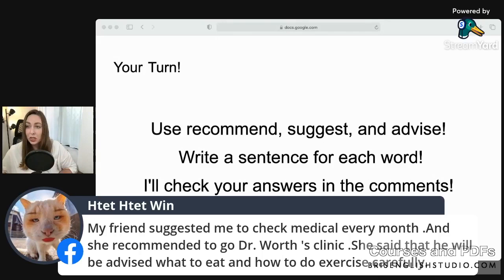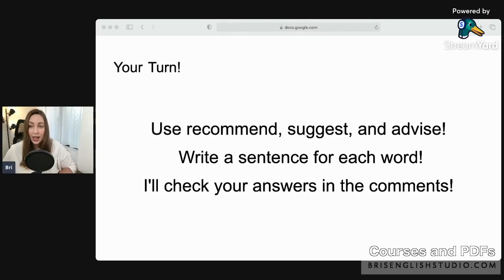Very good. So just be careful with the grammar structure. So with all three, we can use a noun, we can use a gerund, or we can use a noun clause. With advise, we can also use pronouns. Okay, very good.